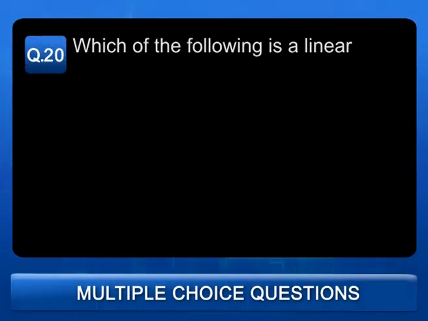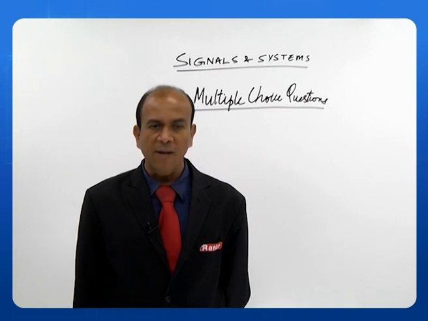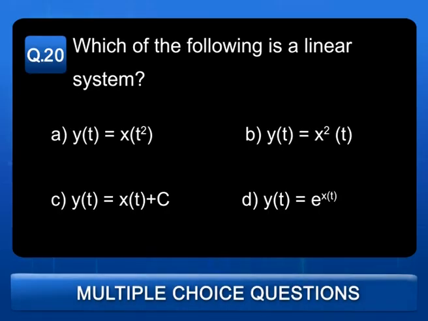Question number 20. Which of the following is a linear system? A. y of t is equal to x of t square. B. y of t is equal to x square of t. C. y of t is equal to x of t plus c. D. y of t is equal to e to the power of x of t. The answer is A, where y of t is equal to x of t square is a linear system. So the answer is A.